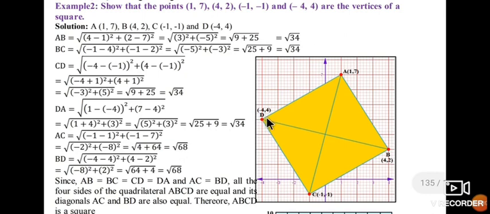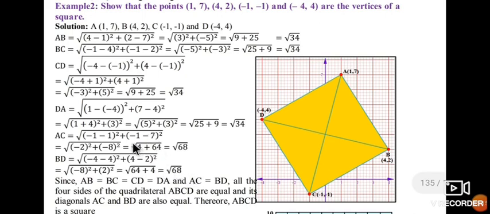Now we check the diagonal BD. BD is equal to, B is 4, 2, this is x1, y1, and D is minus 4, 4, this is x2, y2. Now BD is equal to minus 4 minus of 4 whole square plus 4 minus 2 whole square. That is minus 4 minus 4, that is minus 8 whole square, plus 4 minus 2 is 2 whole square. That is 64 plus 4, which is square root of 68.